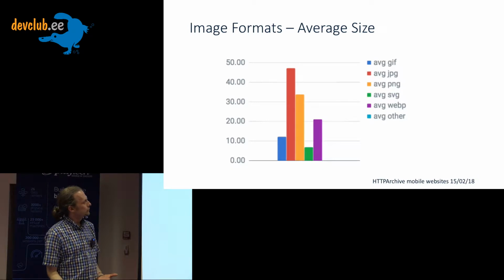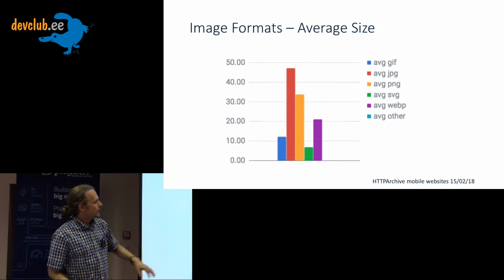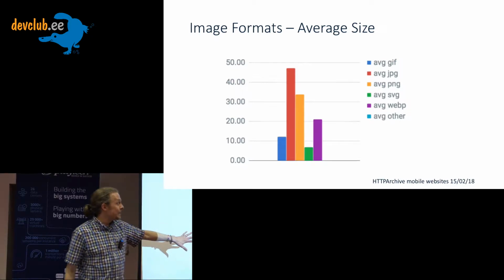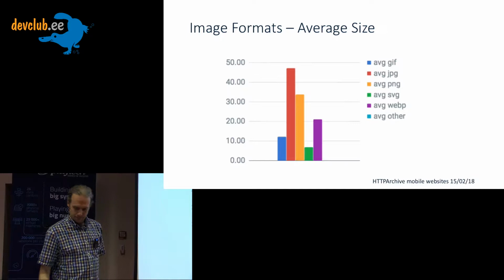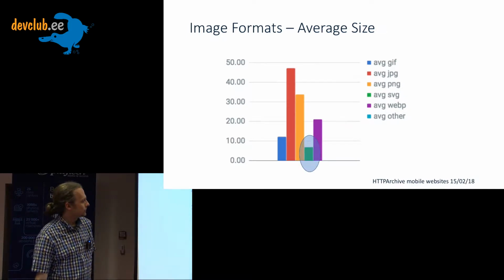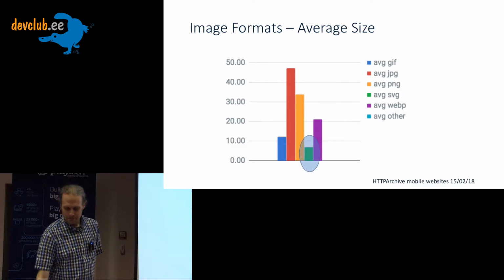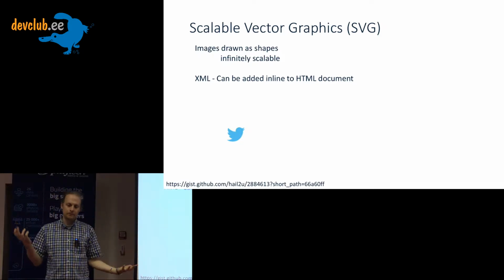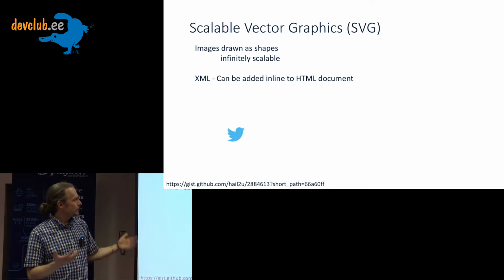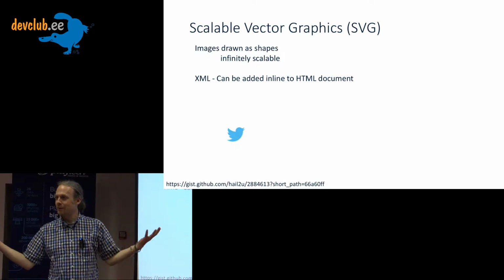A lot of different image formats out there. This is the average data out on the web. Most of the images out there are JPEGs. JPEGs are also the largest file in general. But let's talk about vector graphics, SVGs. SVGs are awesome. They're shapes, right? They're vectors. And they're infinitely scalable because they're shapes, and it's basically an XML document.